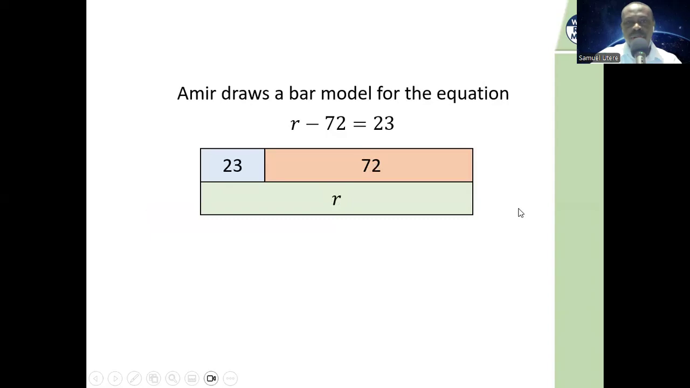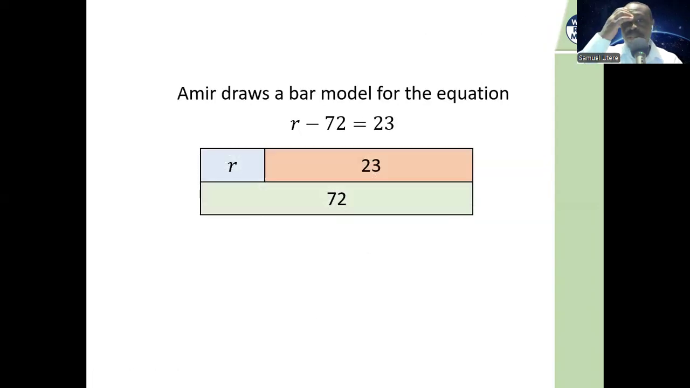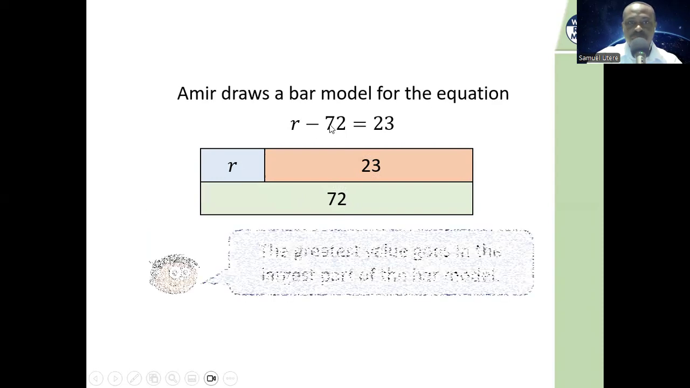Because it should actually look like this. Remember? R minus slicing of 23 will give us 72, or R minus slicing of 72 will give us 23. But if we go back to what he did before, this is what it's going to be. It's like saying 72 slicing of R, which does not look like what was given to us to solve.